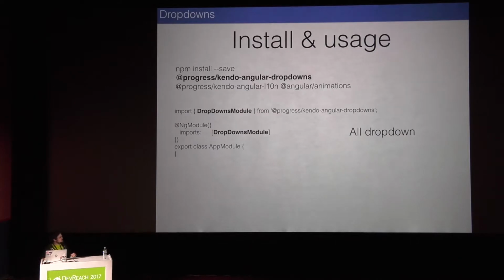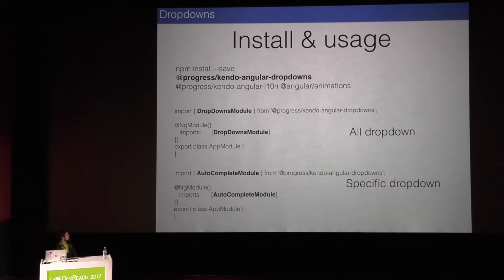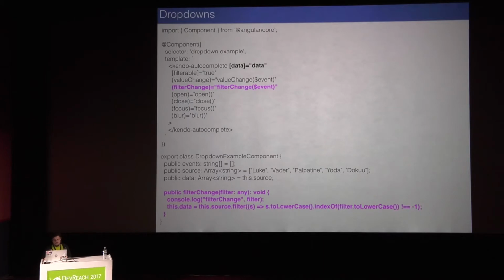So we have a drop-downs module here, right? And as I was saying, you can actually import a specific one. In this case, I've chosen only the autocomplete module, which you can do. So using it is like this. We assign a data property to our Kendo autocomplete, and we see here that we use this filter change, because that's really what we want out of it, right?